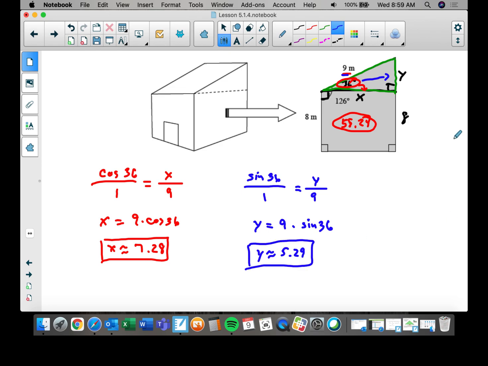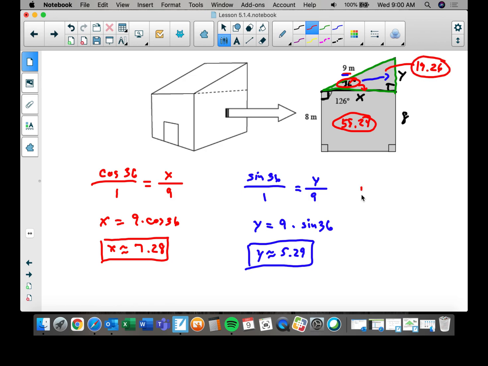So now if I come back up to my picture, x and y in my picture are my base and my height of my triangle. So now I can take base times height, divide it by 2, and I'll have the area of my triangle. Okay? So 7.28 times 5.29 divided by 2 gives me an answer. The area of that triangle right here is approximately 19.26. There's the area of the triangle.